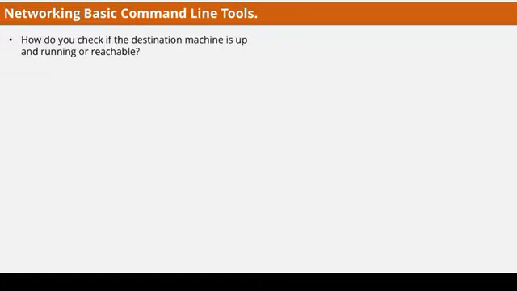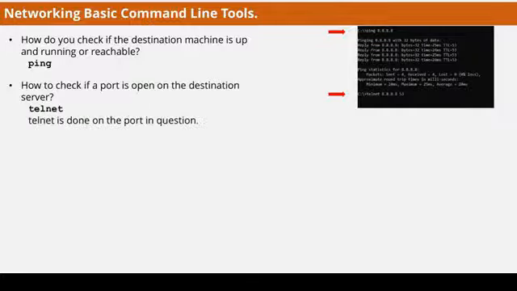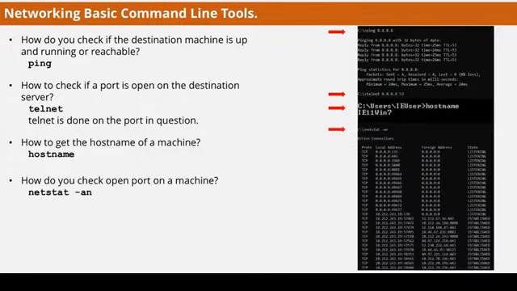How do you check if a destination machine is up and running or reachable? The command is ping. How to check if a port is open on the destination server? We can do so by using the command telnet. How to get the host name of a machine? The command is hostname. How do you check open ports on a machine? By using the command netstat -an.